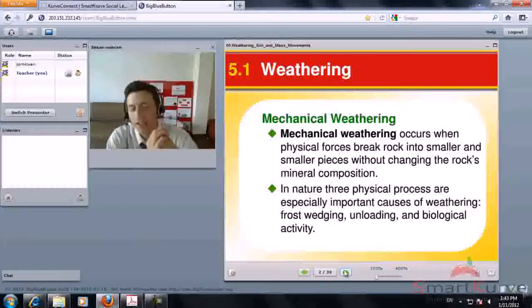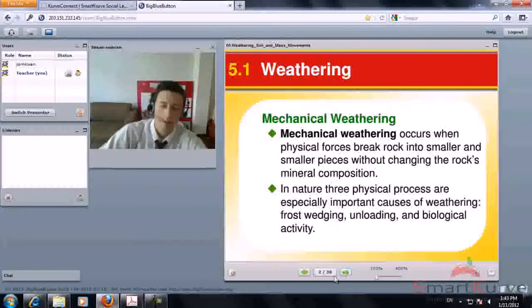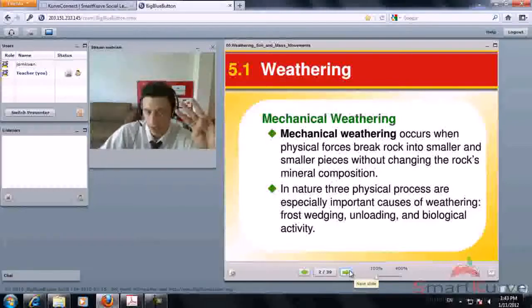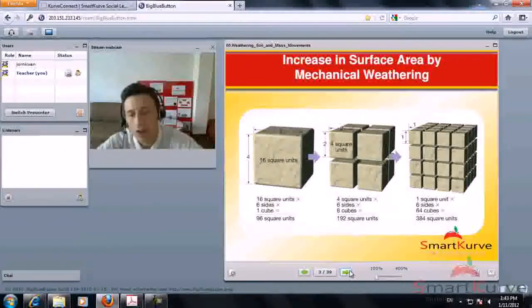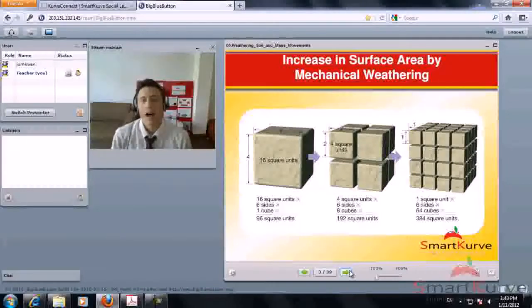Staying here on slide 2, in nature, 3 physical processes are especially important causes of weathering: frost wedging, unloading, and biological activity. We will talk about all 3 of these one at a time. First, however, I want to look on slide 3. We're looking at this idea of surface area.